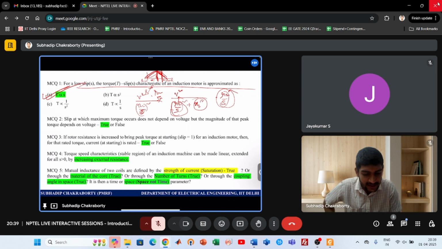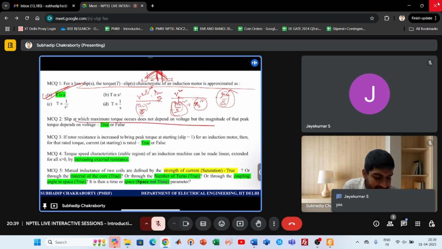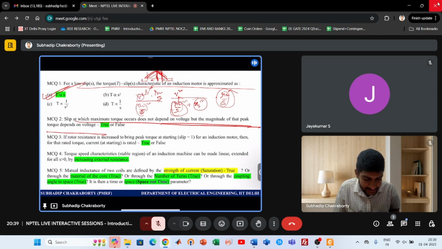Not much difficult. Similarly, slip at which maximum torque occurs does not depend on voltage, but the magnitude of peak torque depends on voltage. True or false? True. Because what we told, magnitude of torque depends on voltage, right? But slip at which maximum torque occurs does not depend on voltage. It is R2 by X2. So this statement is true.